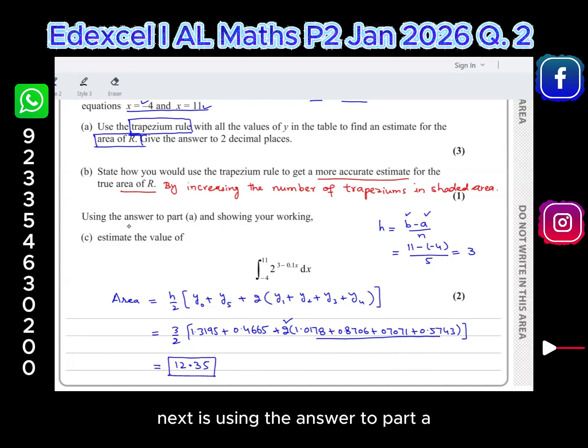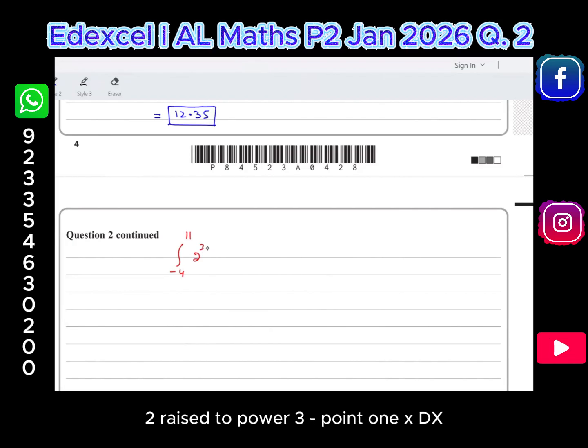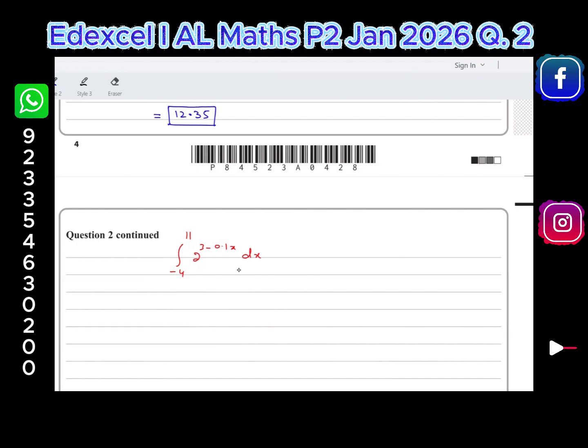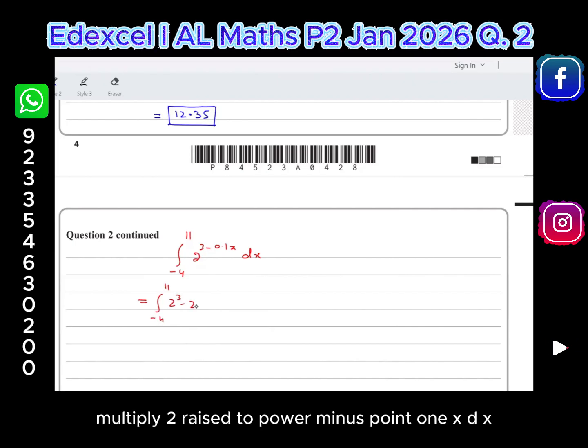Next, using the answer to part A and showing your working, estimate the value of the integral from minus 4 to 11 of 2 raised to the power 3 minus 0.1x dx. How can we calculate this integral? Let us solve it. First of all, we simplify this integral as the integral from minus 4 to 11 of 2 raised to the power 3 multiplied by 2 raised to the power minus 0.1x dx.